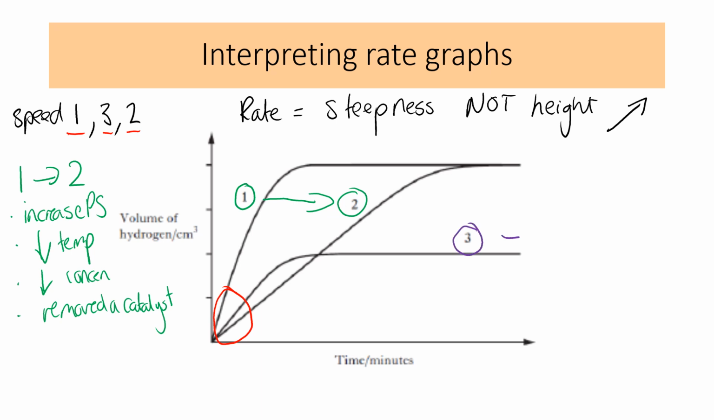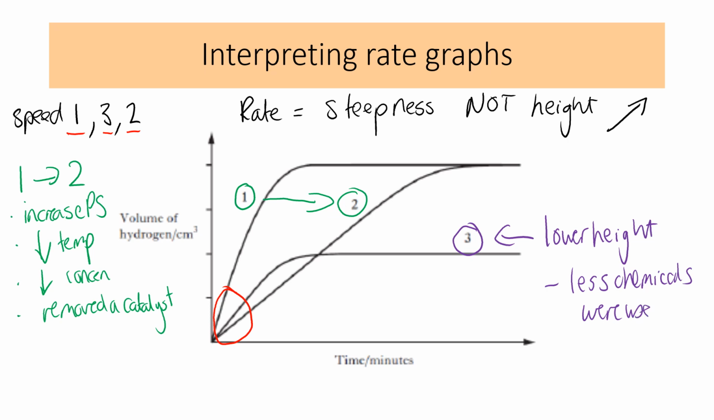In graph 3, if it's a lower height, that means less chemicals were used. Not a lower concentration or lower particle size, less chemicals in terms of mass. So if we think reactions 1 and 2 used 2 grams of solid, graph 3 is about half the height, so it might have used 1 gram of solid. That's the only reason the finishing height of a graph would change, is if you had less chemicals.